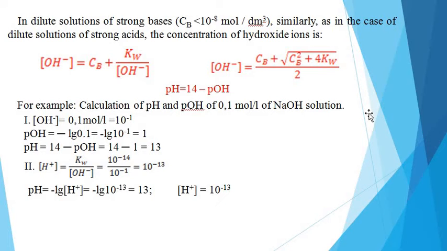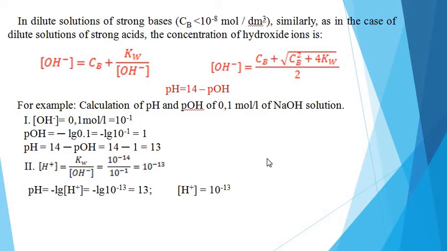Similarly, as in the case of the dilute solution of strong acids, the concentration of hydroxide ion is equal to the concentration of base plus the ratio of the autoprotolysis constant to the concentration of hydroxide ion, and we find the concentration of hydroxide ion. And there is an example for this.